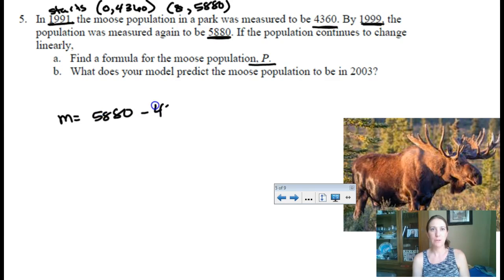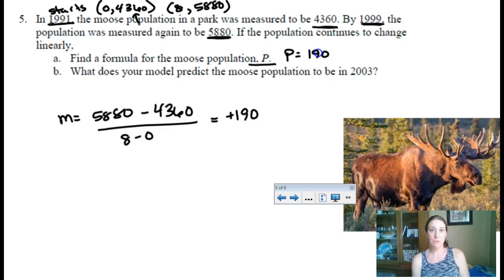5,880 minus 4,360 over 8 minus 0. Got it. All right. So let's see. 190. Looks like our moose are growing by 190 moose per year. And then, like I said, I already have the y-intercept if I just steal that. So the population is 190 moose that are increasing per year. So you have to throw a variable after this. Be like T, sounds good. And then we started with 4,360 moose. And these are measuring years after, remember, 91. So keep that in mind for our next question.